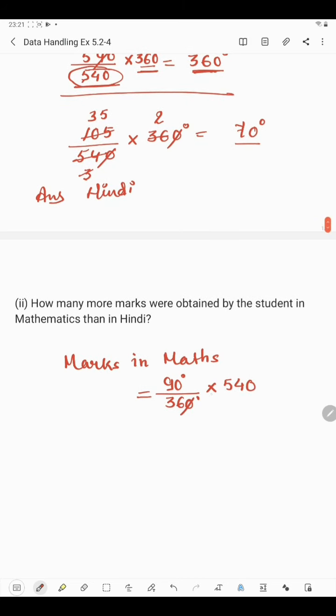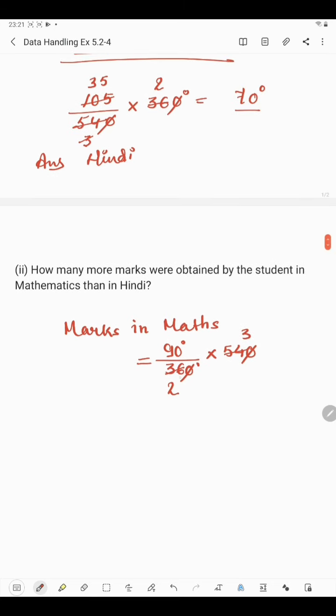Okay, now the zeros will be cancelled. 18 2s are 36, 18 3s are 54. Now 2 1s are 2, 2 45s are 90. So 45 multiplied by 3 is: 3 5s are 15, 5 1 carry, 3 4s are 12, 12 plus 1 is 13. So the marks in maths is 135.